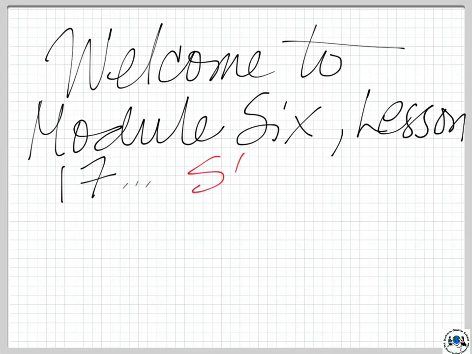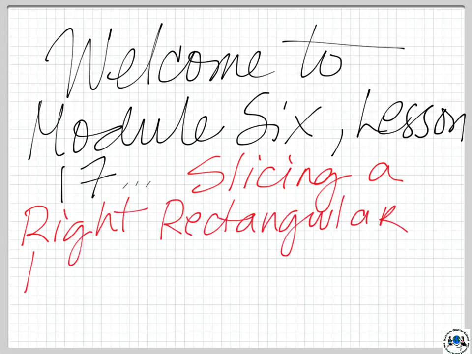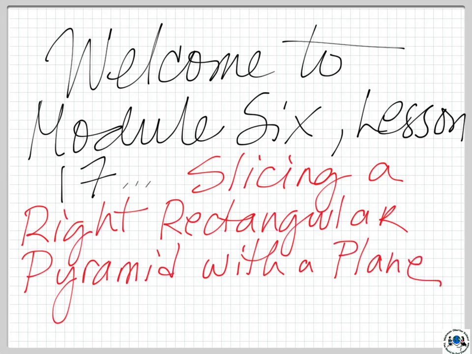Welcome to Module 6, Lesson 17, Slicing a Right Rectangular Pyramid with a Plane. Okay, so the difference between this lesson and Lesson 16 that we just did is that we are now looking at a right rectangular pyramid instead of a prism. Very different in ways, but the slices we will make will still be perpendicular and parallel to the base, okay?